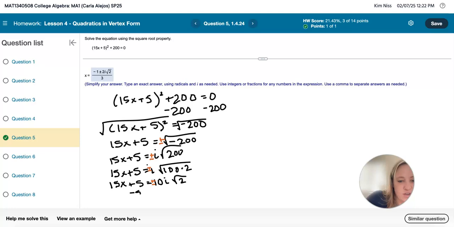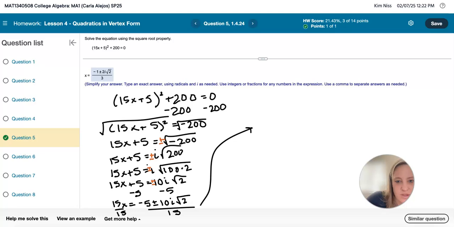Okay, so now we're going to continue to solve for x by subtracting 5 from both sides. So we have 15x equals negative 5 plus or minus 10i root 2. Now we're going to take 15 and divide everything by 15 to further isolate our x value. So that leaves us with x equals negative 5 plus or minus 10i root 2, all over 15.